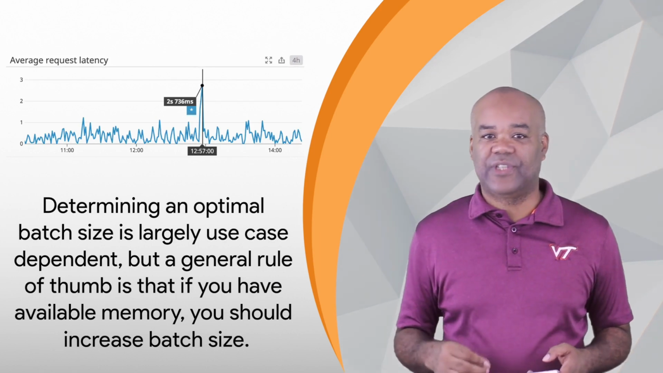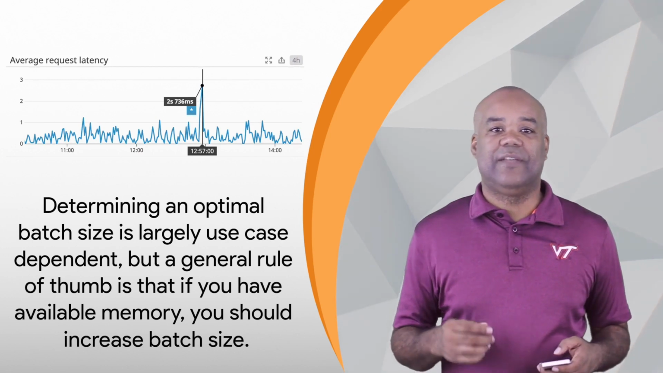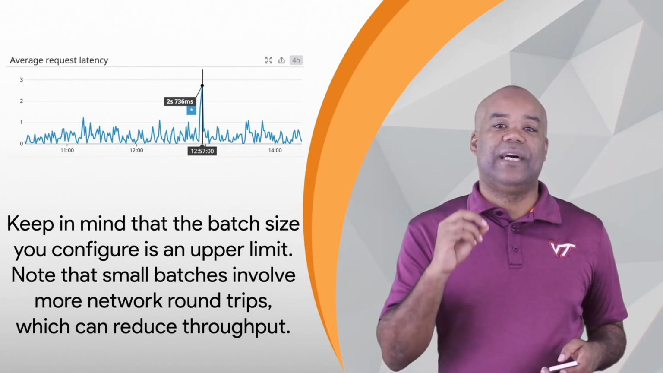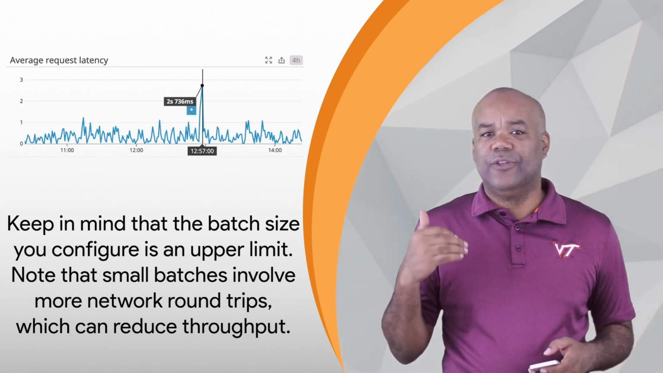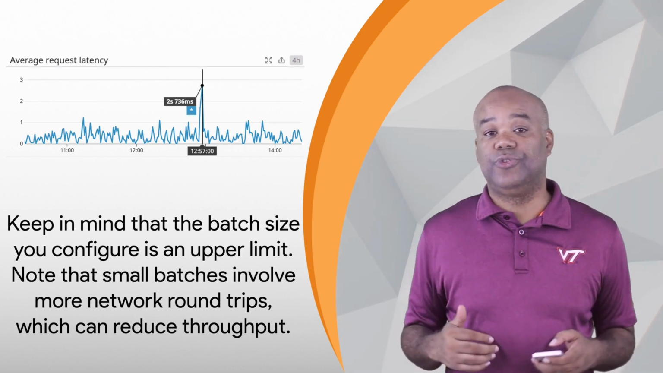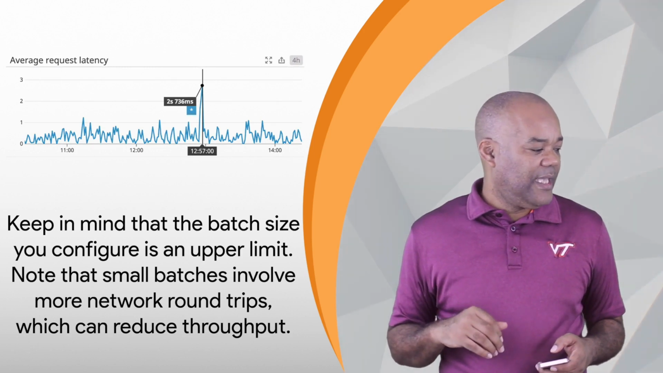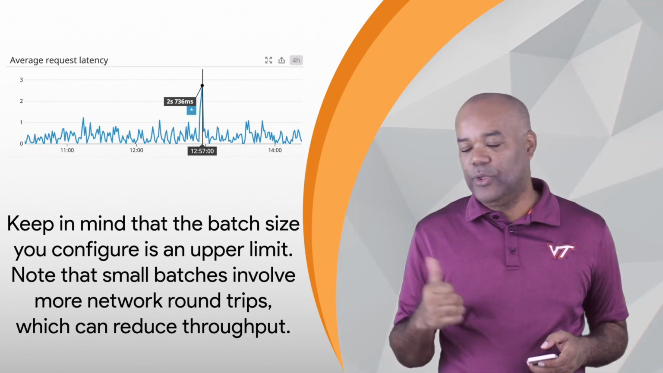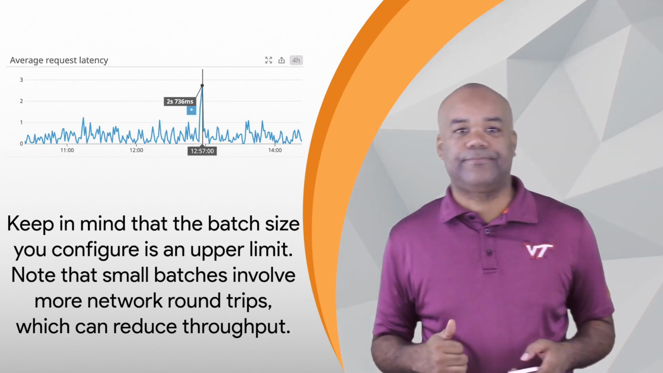Determining an optimal batch size is largely, again, use case dependent. But a general rule of thumb is that if you have available memory, you should increase the batch size. And keep in mind that the batch size that you configure is an upper limit. Okay, and note that small batches involve more network round trips, and this can reduce throughput. One of the things that you might want to consider as well is calculating your average message size. And that'll help you with setting the linger and setting the batch size. Okay, let's move on to the next one.